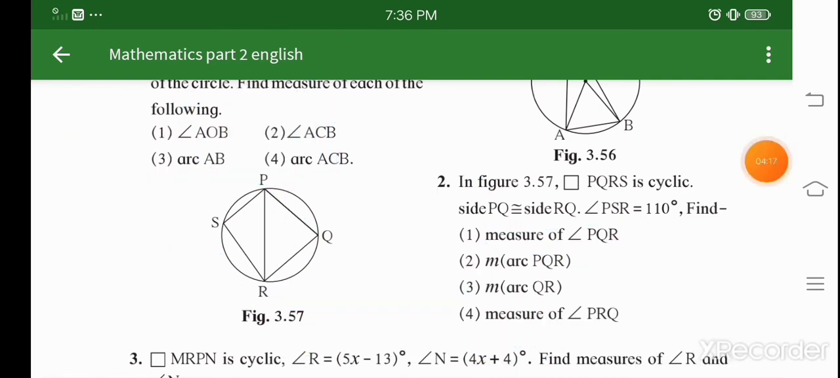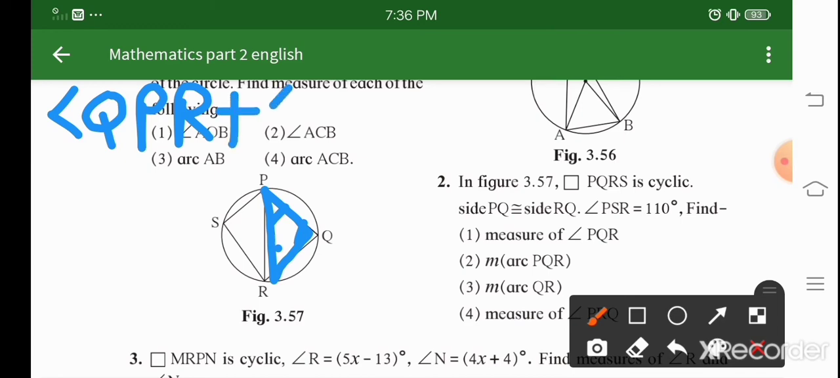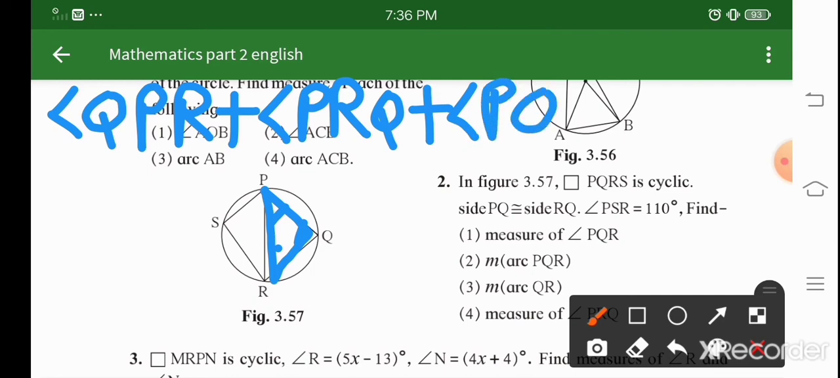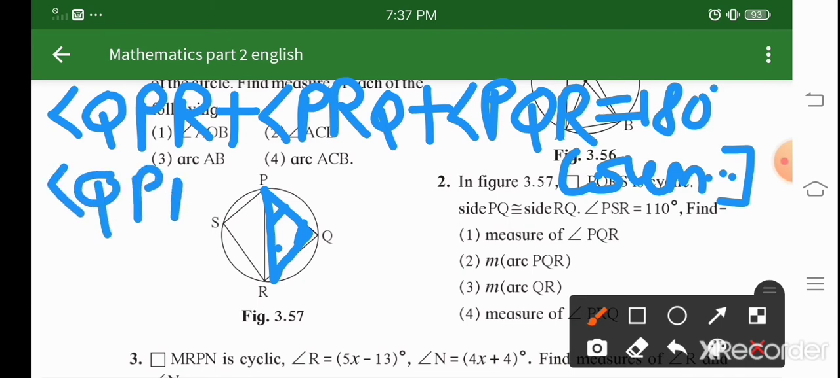Now you can say that this is a triangle, so the sum of the angles in a triangle is 180. Use that property. So now we have to write angle QPR plus angle PRQ plus angle PQR, it will be 180. And the reason you have to specify: the sum of the measures of angles is 180. Now QPR, I'm just writing as it is. Instead of PRQ, we can also write QPR, right?